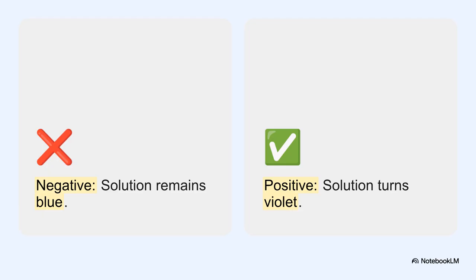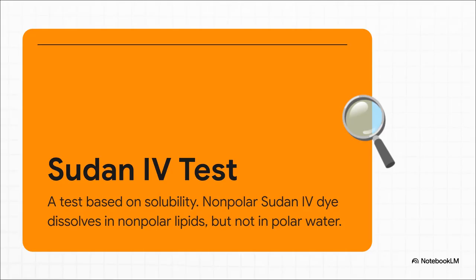This one is pretty straightforward, kind of like the Benedict's test. If it's a negative result, the solution just stays the same blue color as the reagent you put in. A positive result, though, one that tells you protein is present, is a really clear change to a violet or purple color. And finally, we've got the Sudan IV test, which is for lipids, fats and oils.